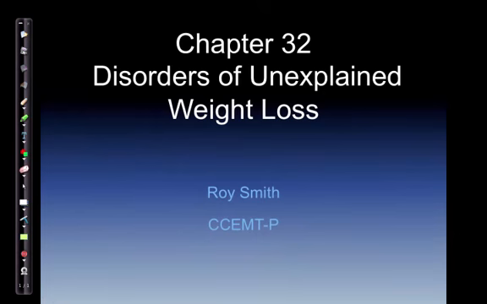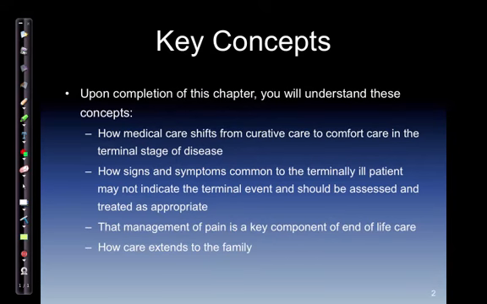This is going to be Chapter 32, Disorders of Unexplained Weight Loss. Key concepts. Upon completion of this chapter, you will understand these concepts: how medical care shifts from curative care to comfort care in the terminal stage of disease, how signs and symptoms common to the terminally ill patient may not indicate the terminal event and should be assessed and treated as appropriate, that management of pain is a key component of end-of-life care, how care extends to the family.